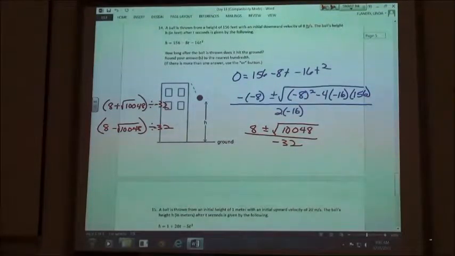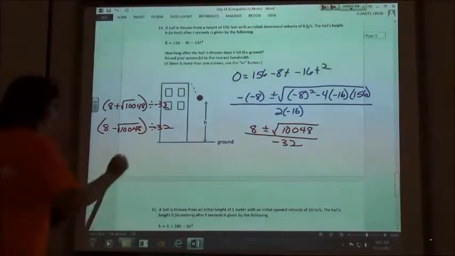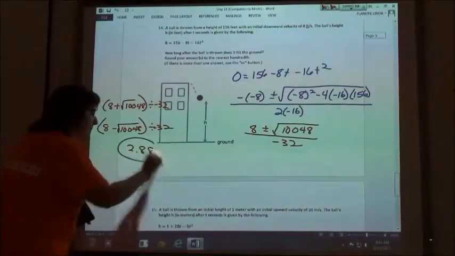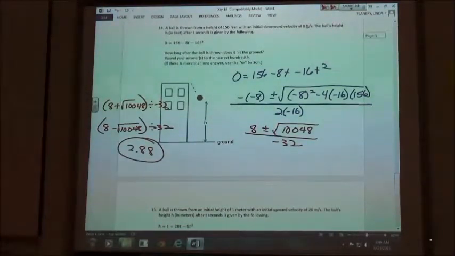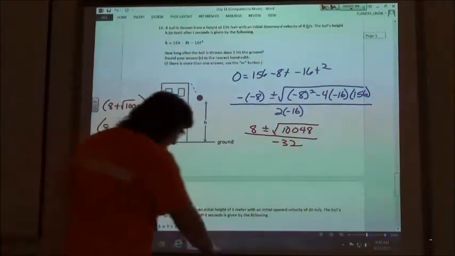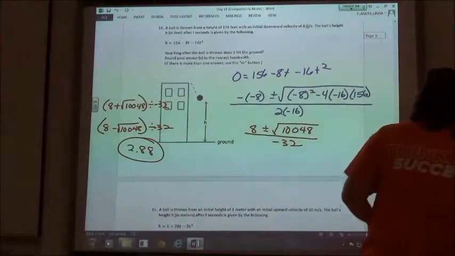Rounding to the nearest hundredth, what are we getting for our answer? 2.88, that's what I got. 2.88. Everybody else get that? All right, good. The other one gave you a negative, and that's not going to work. We can't have a negative time.